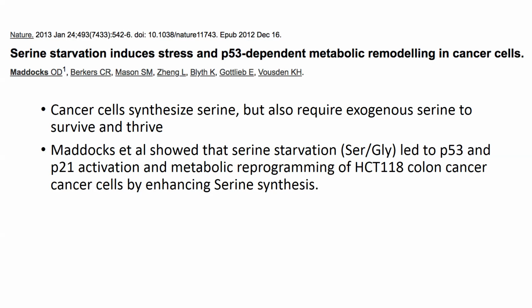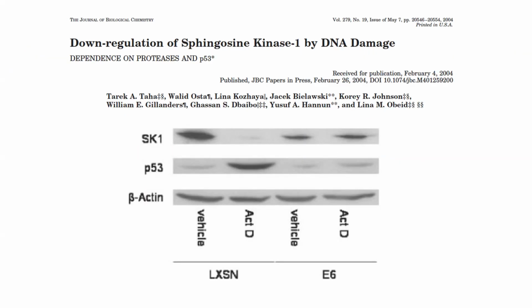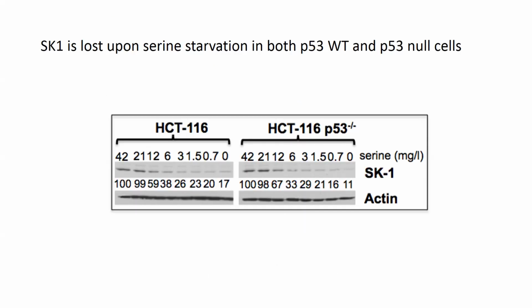That showed that when you deprive cells of serine, they are protected and they reprogram cells in cancer. So we were interested because we had seen that our enzyme, Sphingosine Kinase 1, was degraded in DNA damage in a p53-dependent manner. So when we took p53 out, it was no longer degraded. So because of their paper, we wanted to see what happens in our cells.